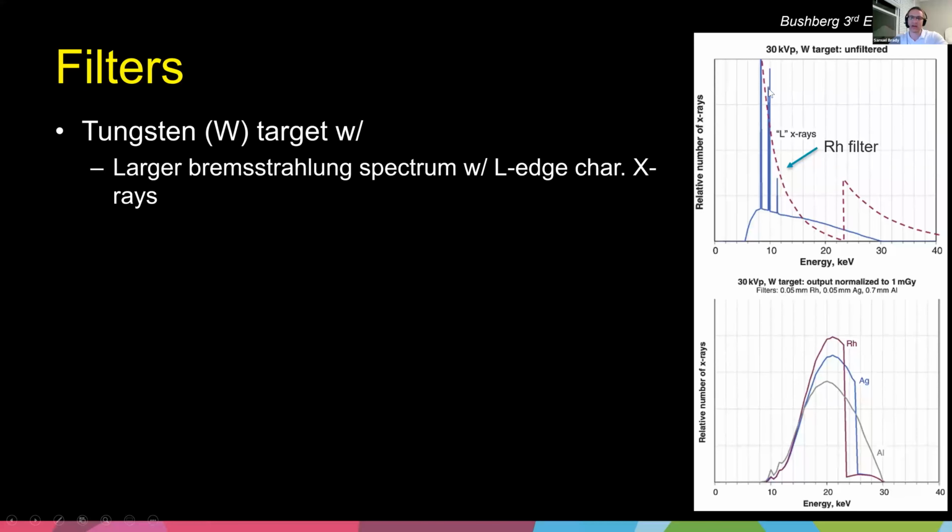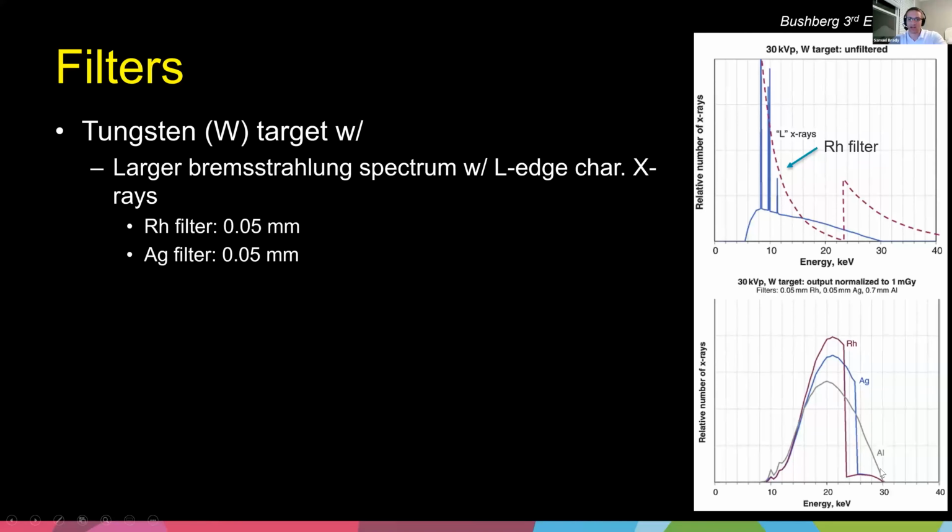I mentioned these L shells for tungsten. Anything less than 10 keV, and we'll talk about this next week in dose, when we talk dose optimization, all of this is just skin dose. A 10 keV photon will absorb on your skin. It will not penetrate, and so it will not go through the breast. So we want to get rid of all those.